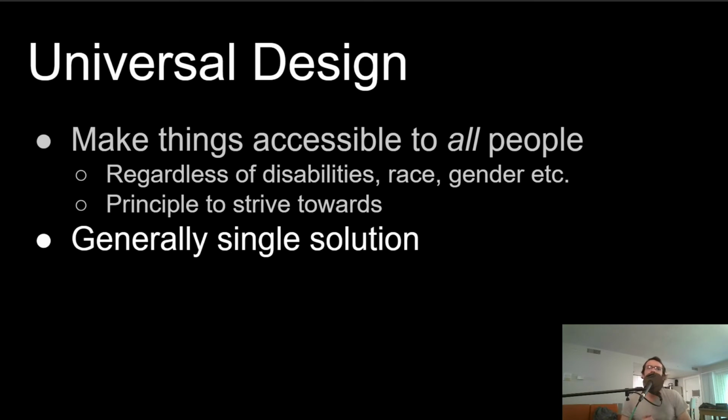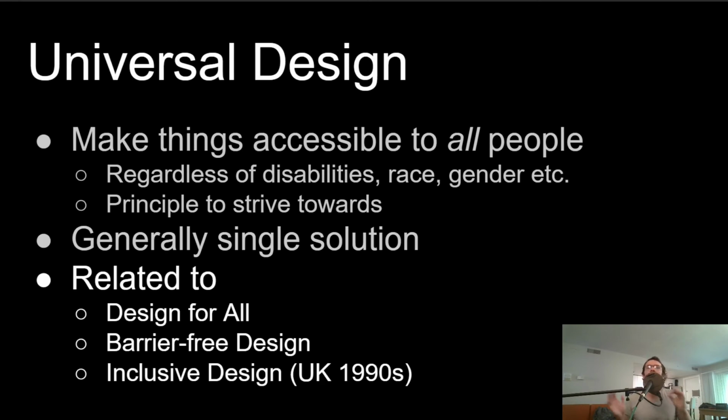And generally, universal design congregates to what we call single solution thinking. So it's really, I'm making this thing, and how can I make this one thing accessible to as many people as possible? And they are related to movements that you might have heard of, such as Design for All, barrier-free design, which they are using as their term in the Tokyo 2020 Olympic design, and inclusive design, only in the UK in the 1990s. If you've never heard of that in that context, absolutely don't worry about it, but I just wanted to bring that up as some folks could get confused about that.